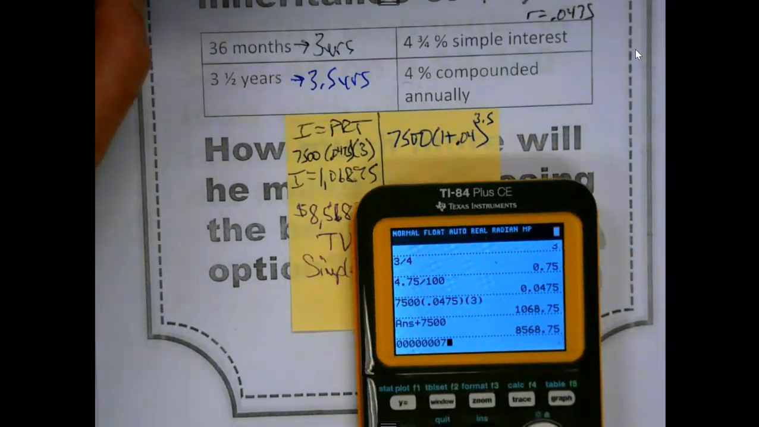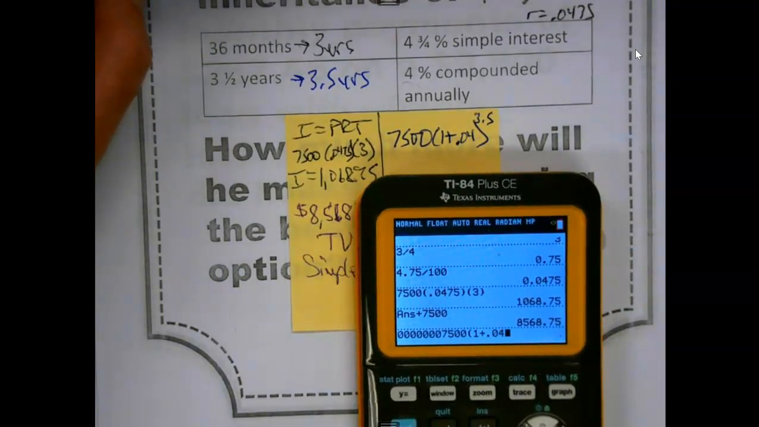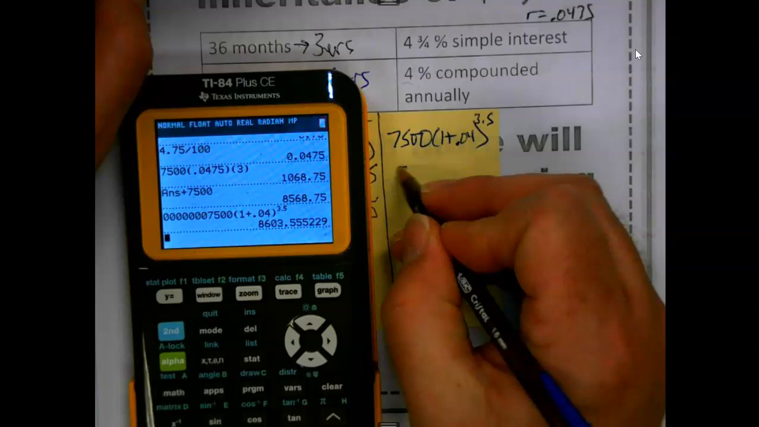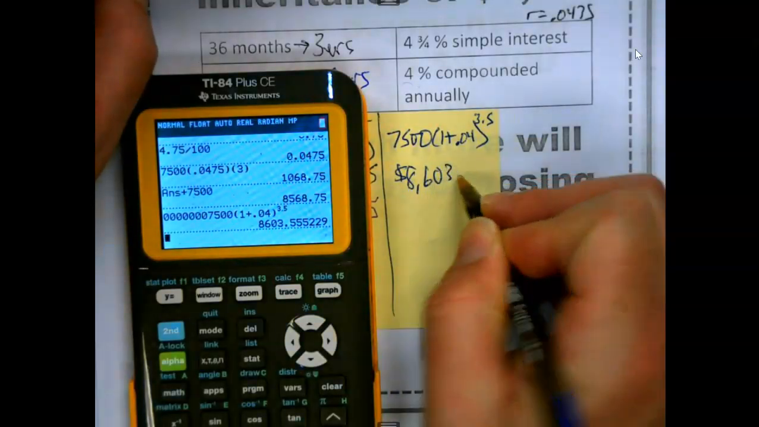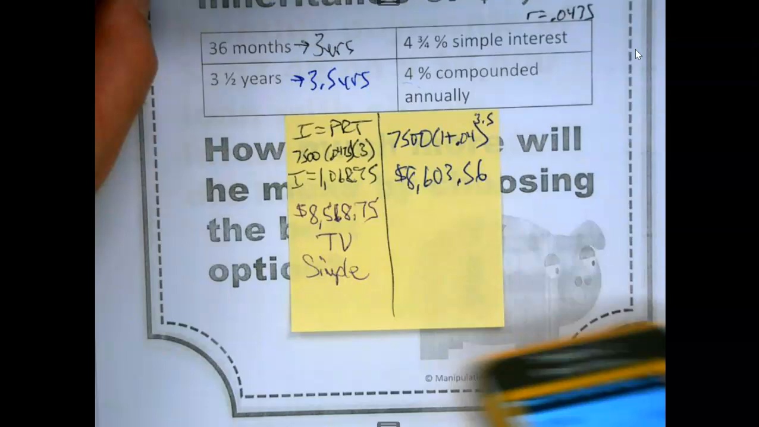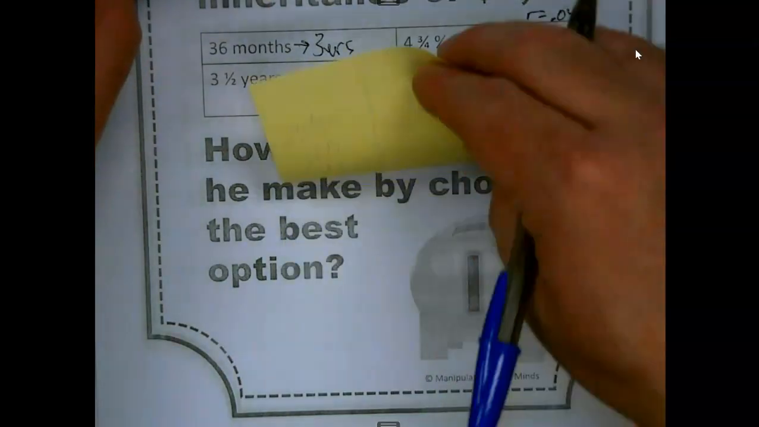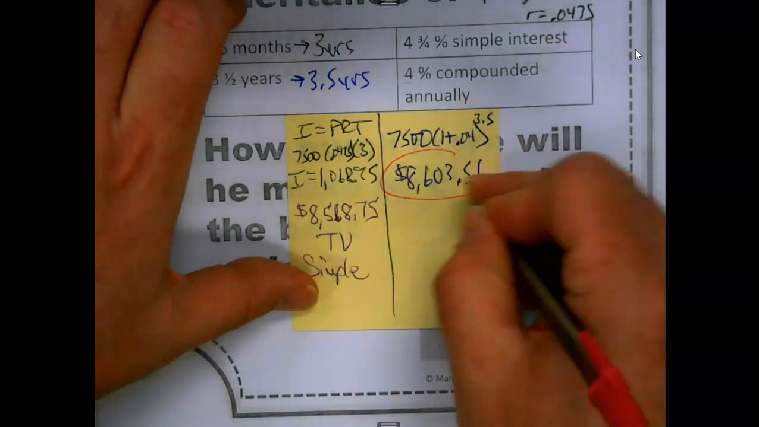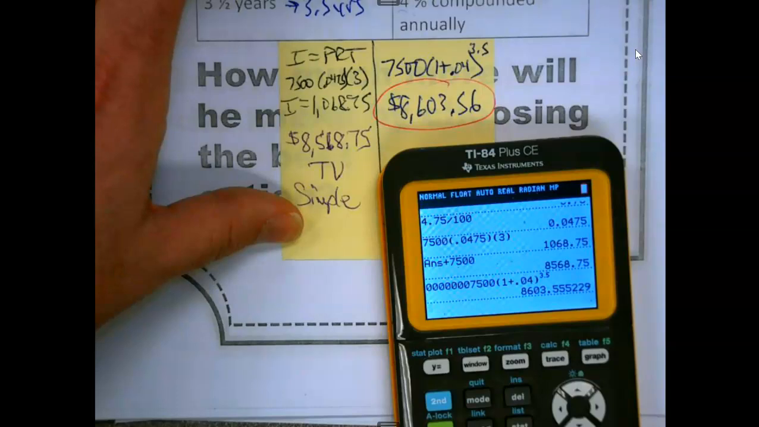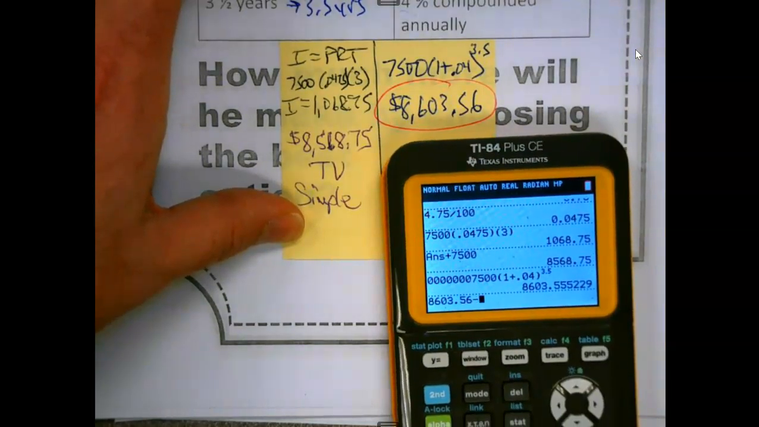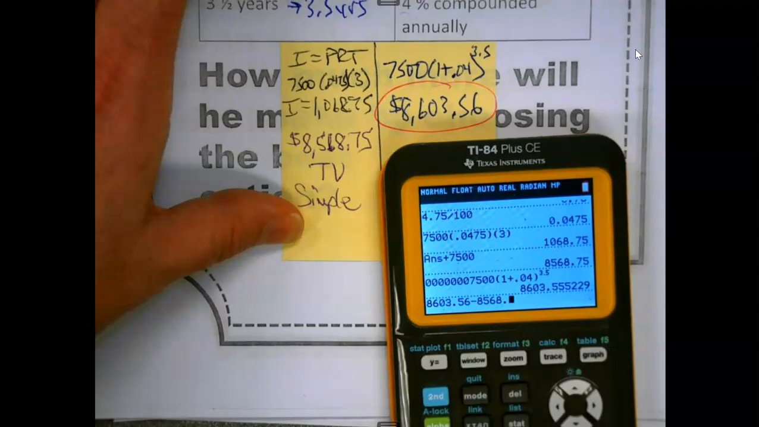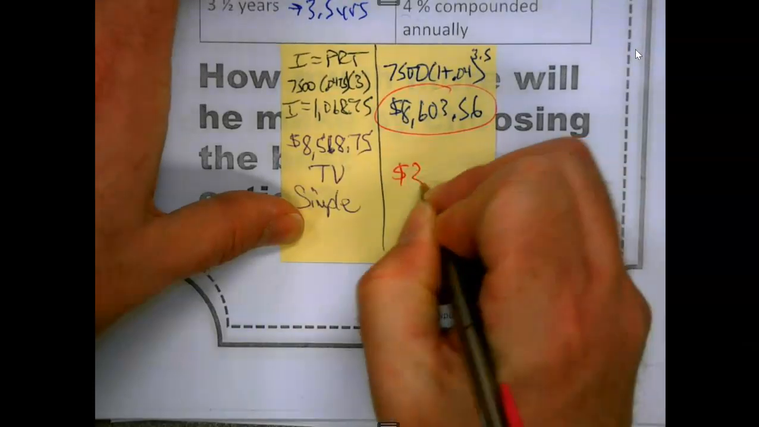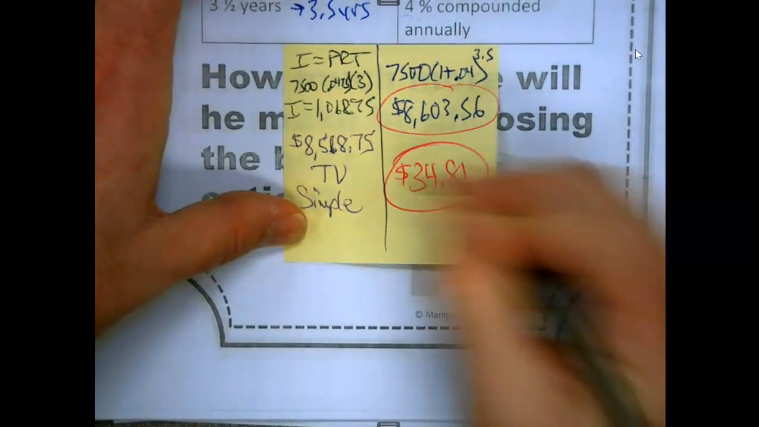So let's see, 7,500, 1 plus 0.04 to the 3.5. So we end up with 8,603.56. But what's the question? How much will he make by choosing the best option, which of course is the one that makes more money? So 8603.56 minus 8568.75. Woo! The whopping 34.81 would be our solution.